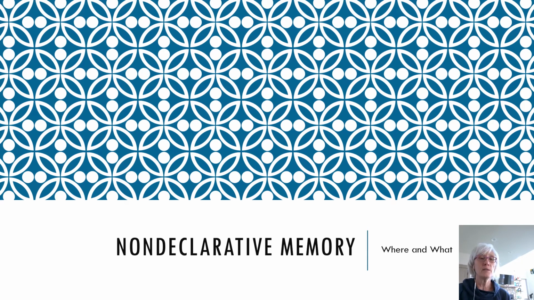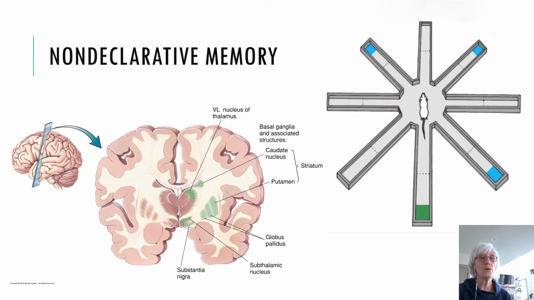Even though we're going to spend the vast majority of time talking about declarative memory, I just want to take a couple of slides to talk about non-declarative memory, because we need different parts of our brains in order to gain non-declarative memory. So non-declarative memory, specifically non-associative memory, is associated with the basal ganglia in the brain, and specifically associated with the striatum.